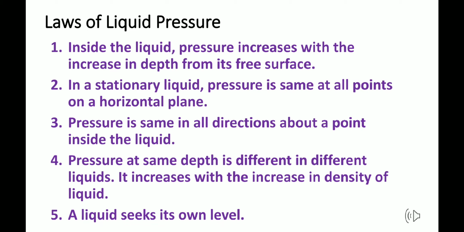And fifth: a liquid seeks its own level. You have studied this in class 8 also. Whether the container is conical, haphazard, cuboidal, or square in shape, if it is connected in the same tube, the liquid seeks its own level. It will come to the same level in all the tubes. So these were a few laws of liquid pressure which you have to take into account. So we move further.